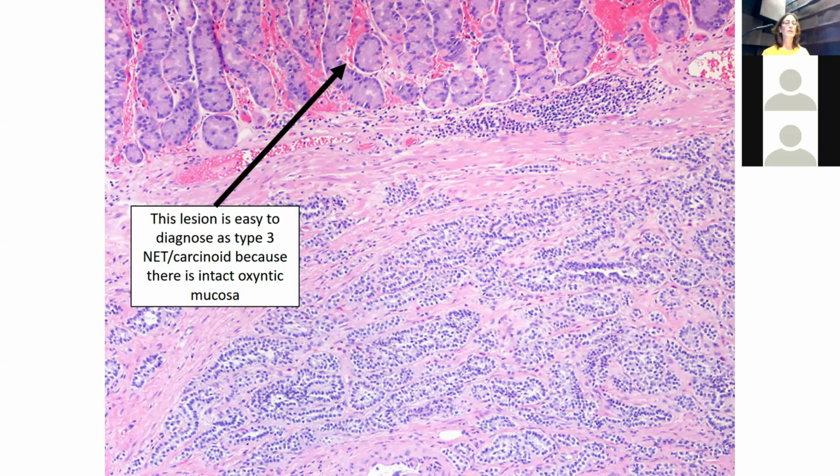So here's a higher magnification. I'm showing you intact oxyntic mucosa with parietal cells. And this tumor, these are the naughty ones. And just like the type 1s, they can have weird morphology. This is making these peculiar tubules.